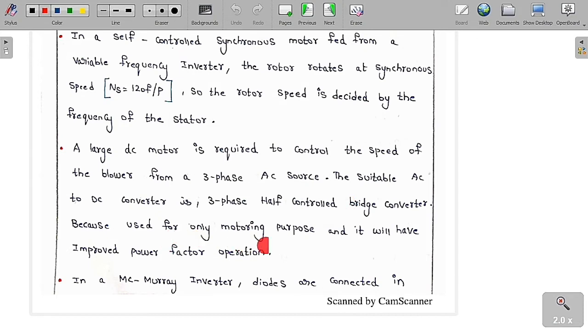Because it is used for only motoring purpose, and it will have improved input power factor operation. That is because of this three-phase half-controlled bridge converter. Three-phase half control means we are going to get only three pulses in the output voltage.